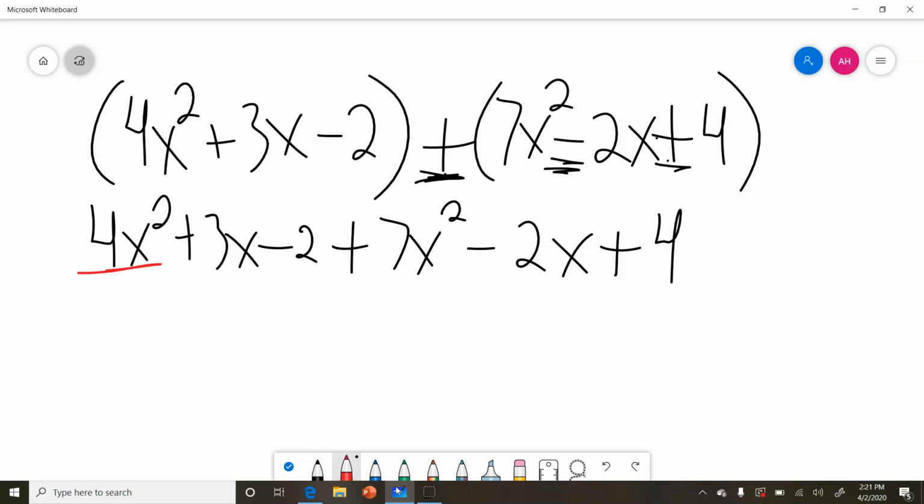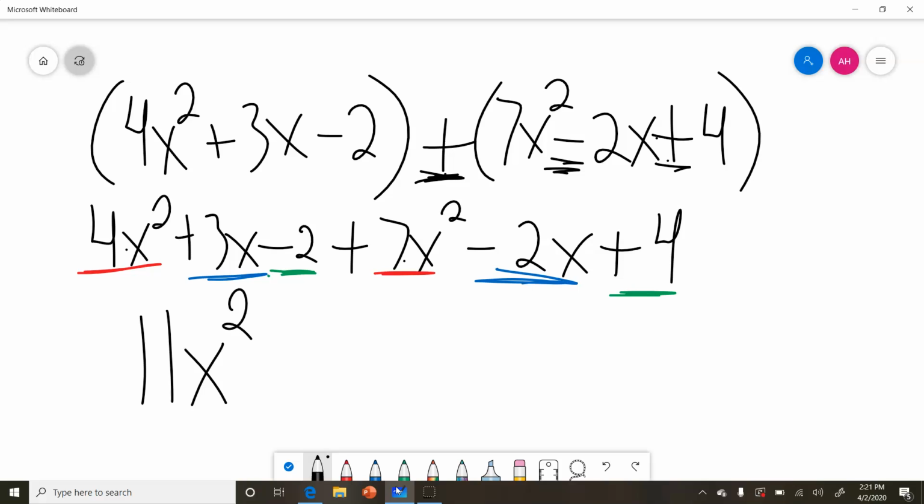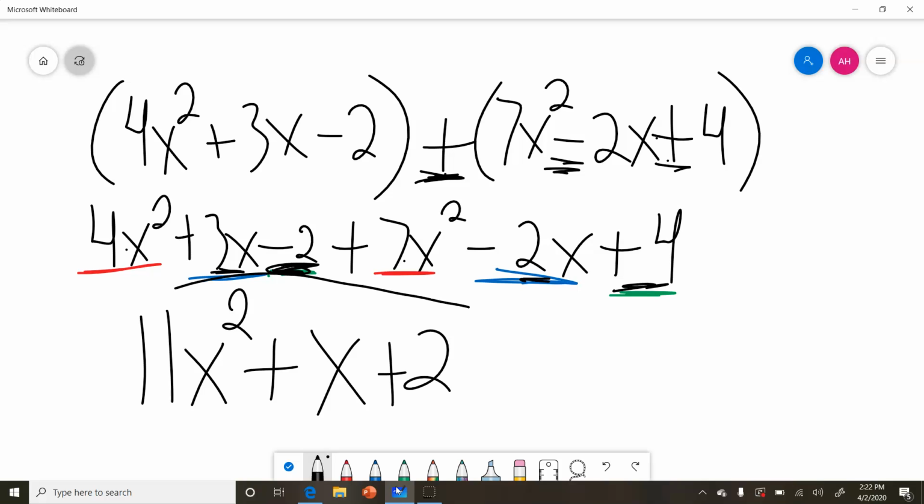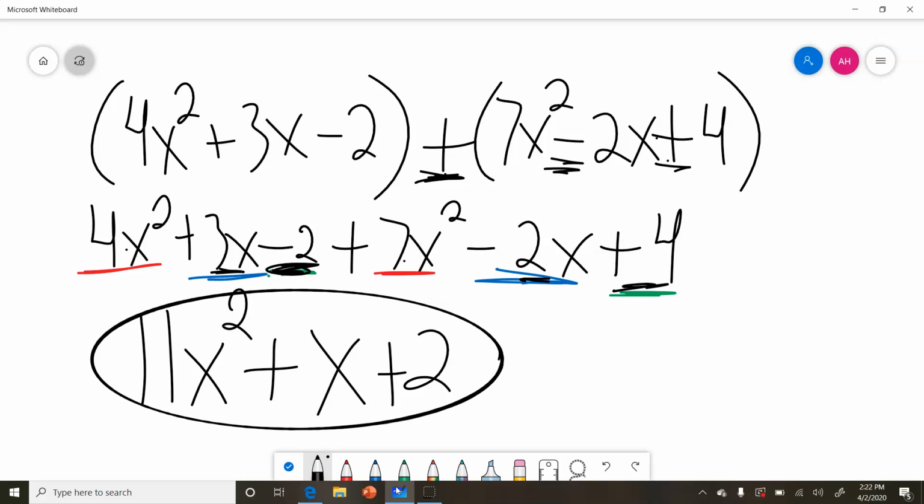Now I say, where are my like terms? 4x squared, 7x squared, 3x, negative 2x, negative 2, plus 4. And I just combine those. So when I combine the 4x squared and the 7x squared, I get 11x squared. Okay? Then I combine the 3x and the negative 2x, and that equals plus x. 3 minus 2 just leaves me with x. Then I take this right here, this is negative 2, and add 4 to it, and I get plus 2. That is my final answer. Okay, that's very easy. If you need to pause it or watch again, go for it.